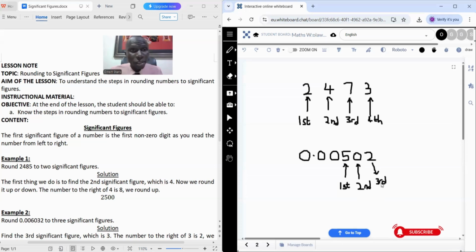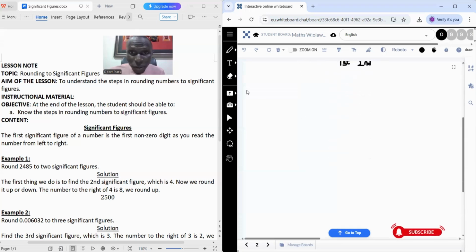So with this understanding now, we're going to use that to solve the 3 examples that we'll be looking at in this topic. And you should also know that knowing how to round numbers to significant figures is very much important, as you always come across this in your mathematics exams. So let's look at the first example.